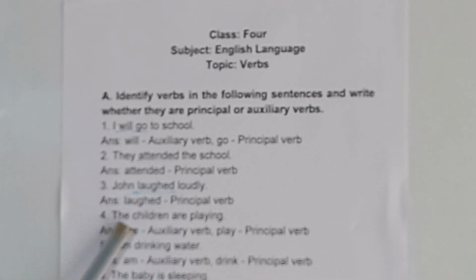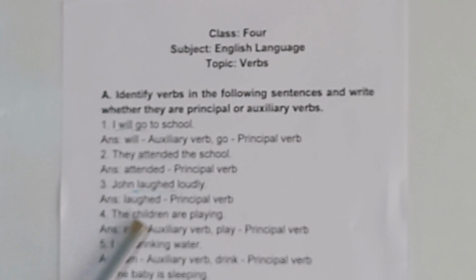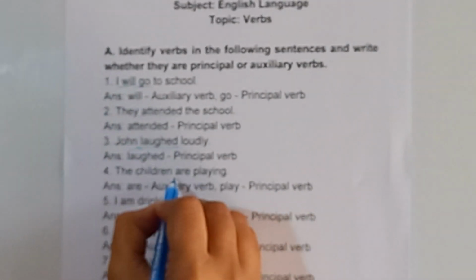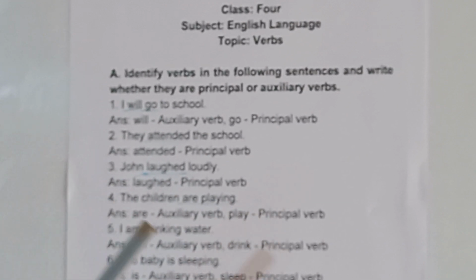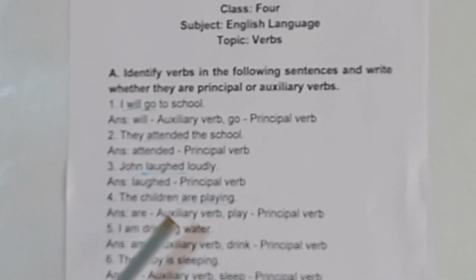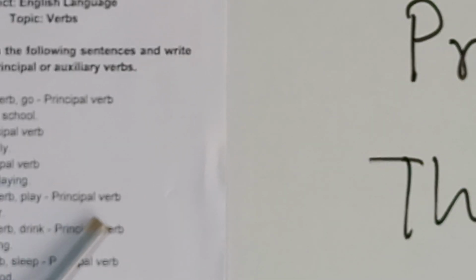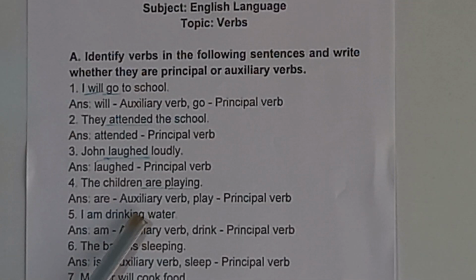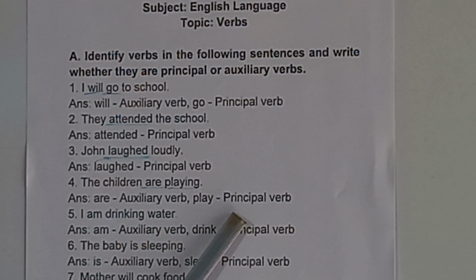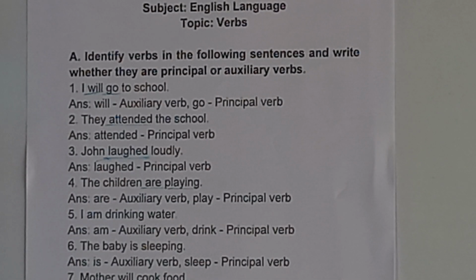Now number 4, the children are playing. The children are playing. And how many verbs are there? Yes, you are correct. There are two verbs, are and playing. So are is the auxiliary verb because this verb doesn't have its own meaning, and play is the principal verb. Okay, because we know that it has its own meaning and it sits along with the helping verb. Okay, and it forms a tense. That means present continuous tense.